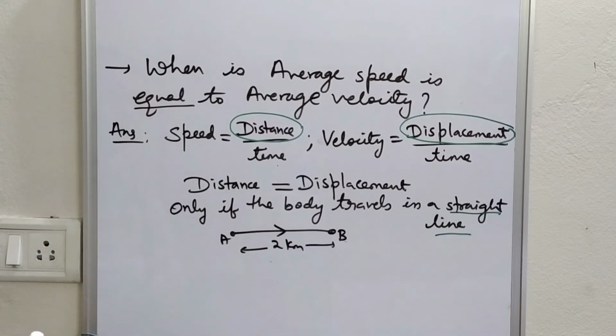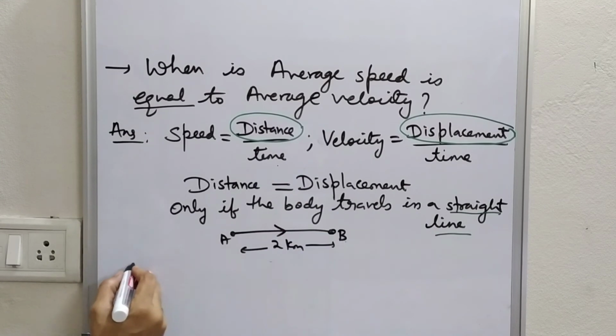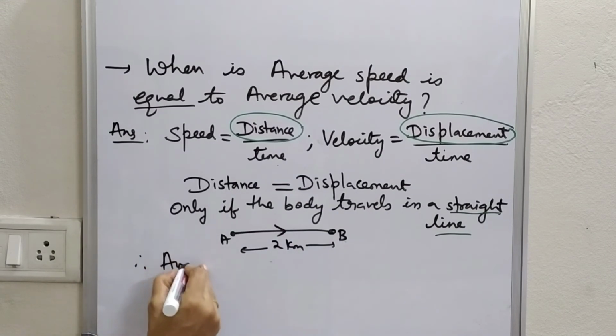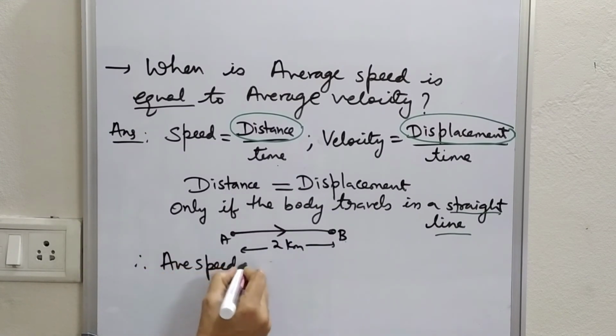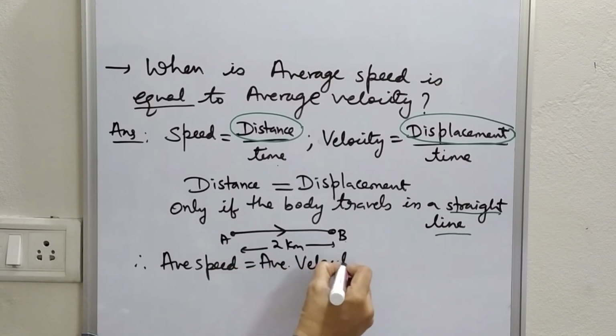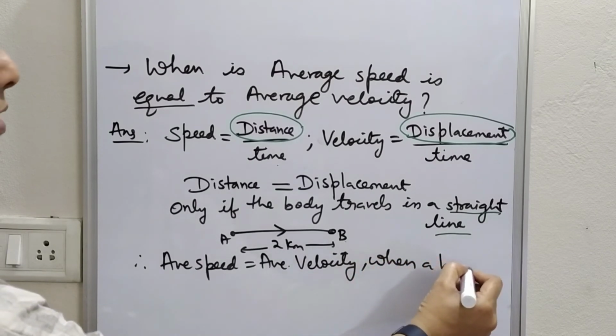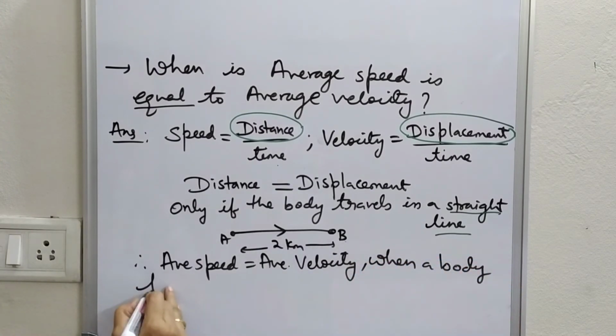So therefore, when do we say that average speed and velocity are the same? Average speed will be equal to average velocity when a body travels in a straight line.